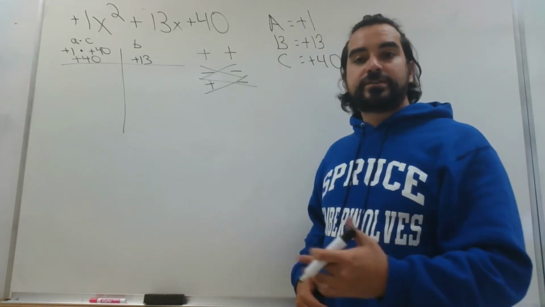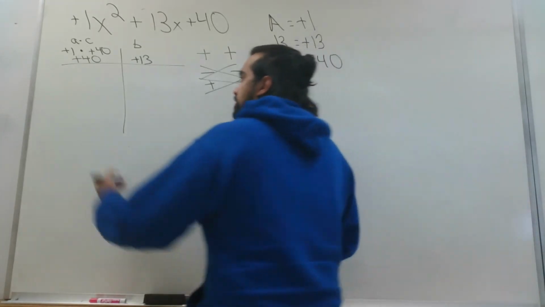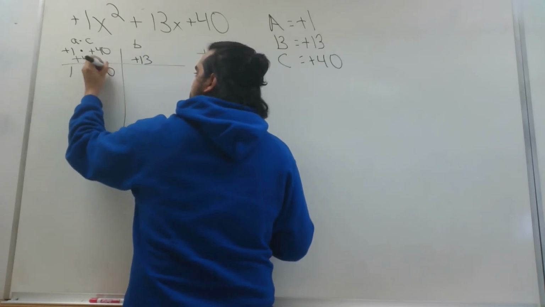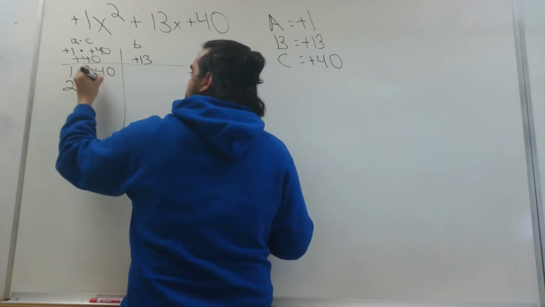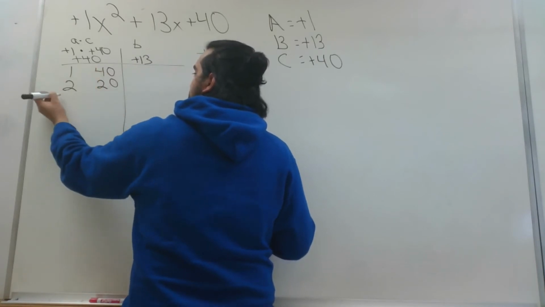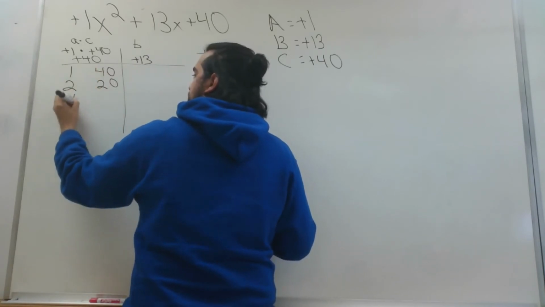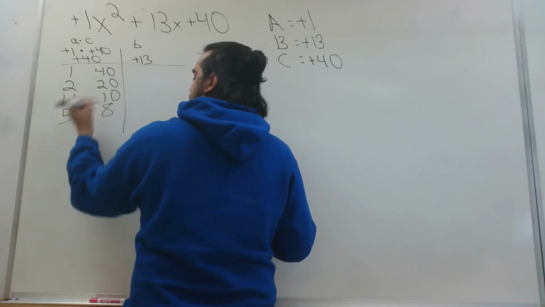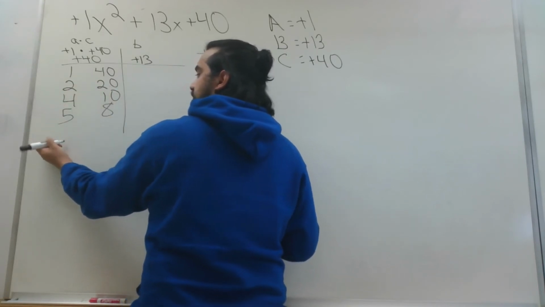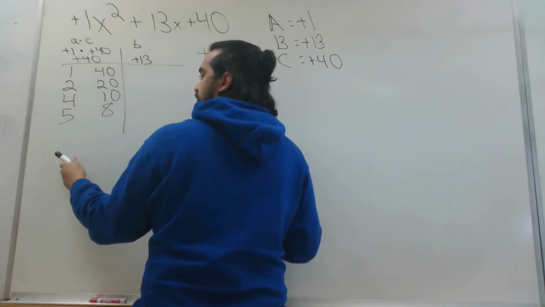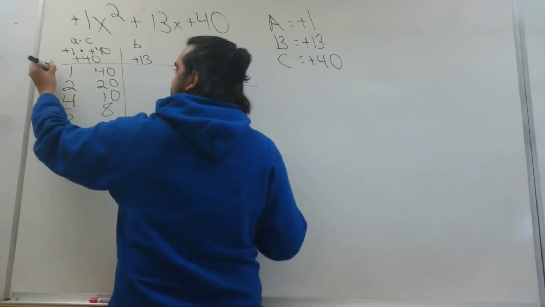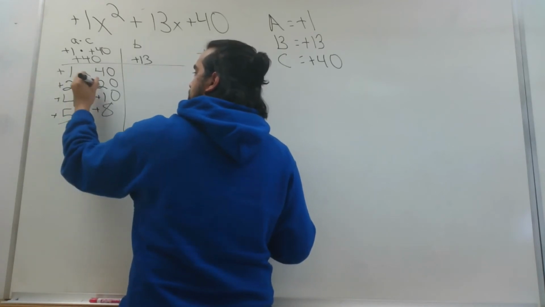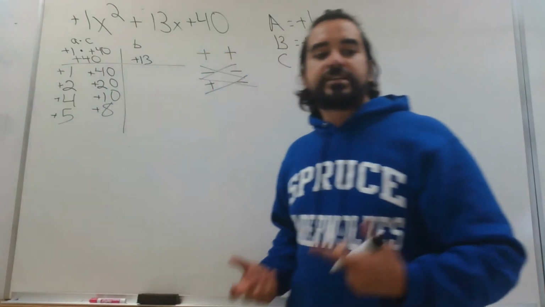And all we're going to do is go in descending order. So we're going to do 1 times 40, 2 times 20, 3 can't go into it, 4 times 10, 5 times 8, 6, no, 7, no, and then since the next one will be 8, well, we already have it there. So we could say a little more positives, and all we're going to do is add them together.